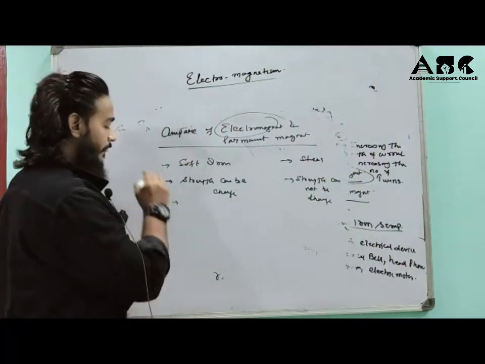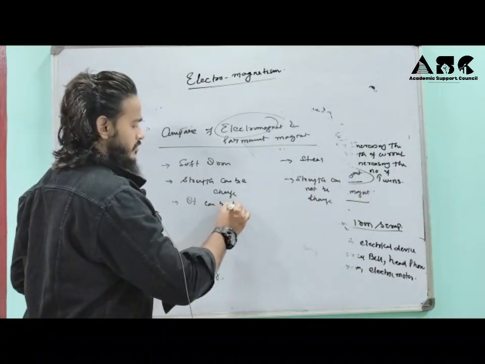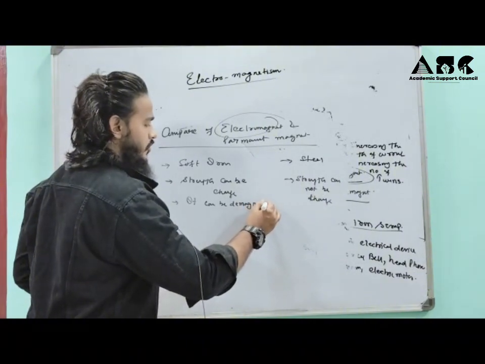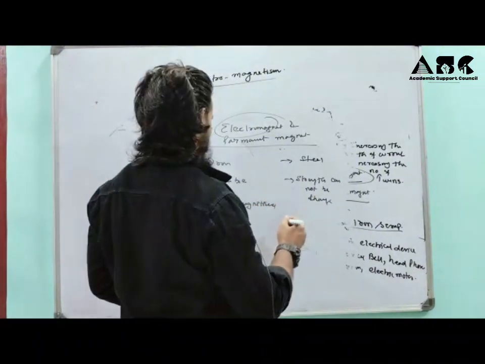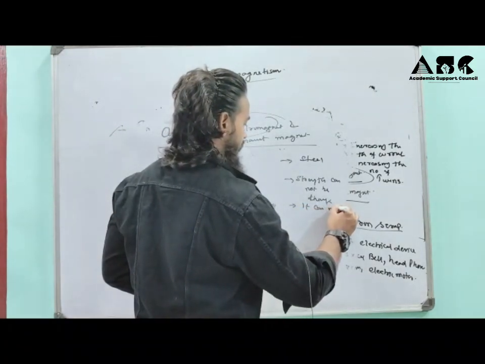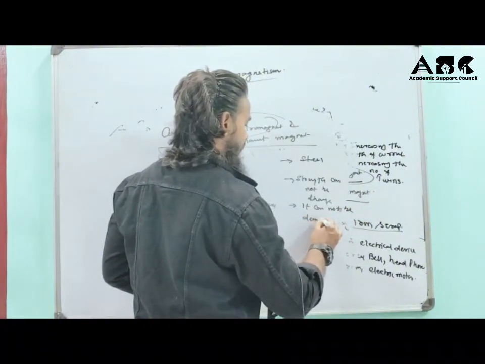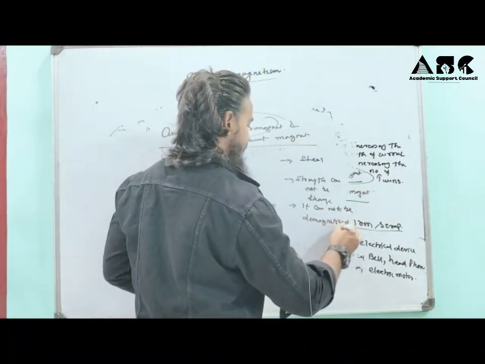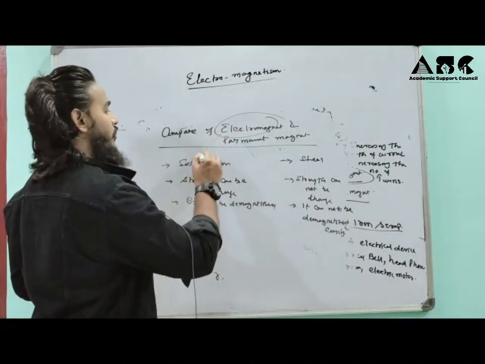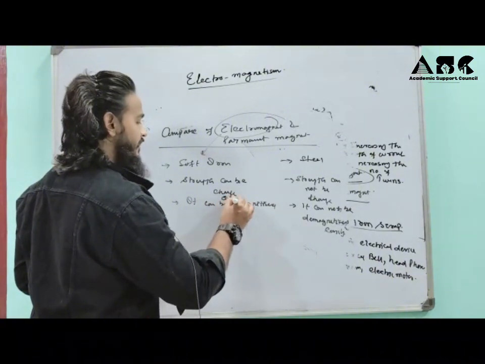Number 3, it can be demagnetized. What is the meaning? The permanent magnet cannot be demagnetized easily. Cannot be demagnetized easily means it can be demagnetized, but it is very difficult. But an electromagnet can be easily demagnetized. Remember that.